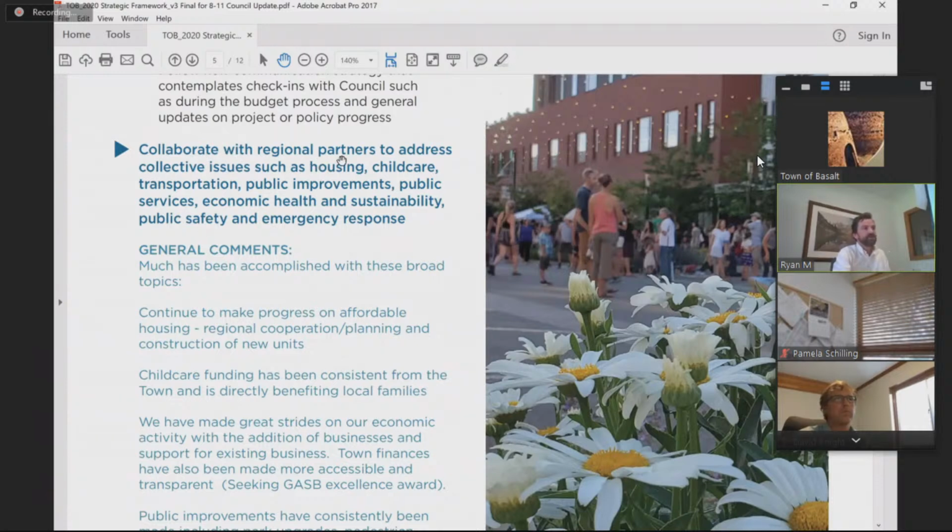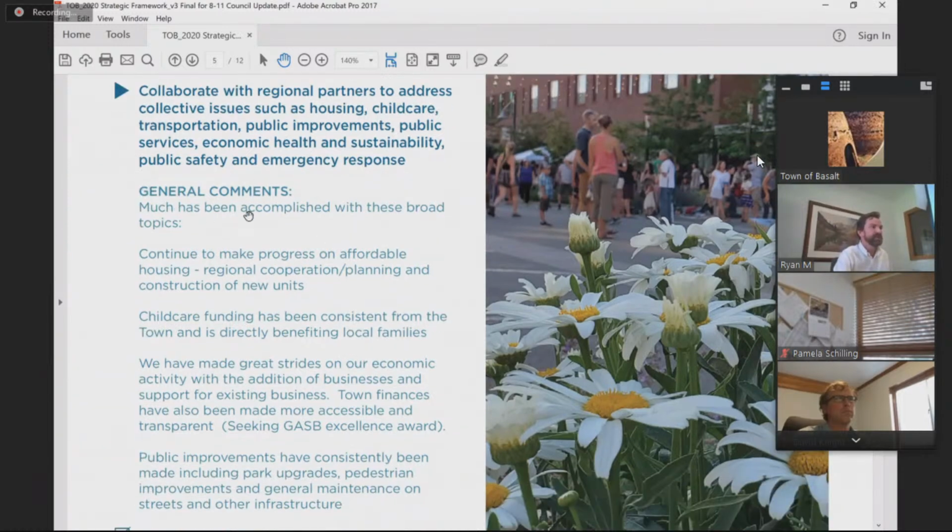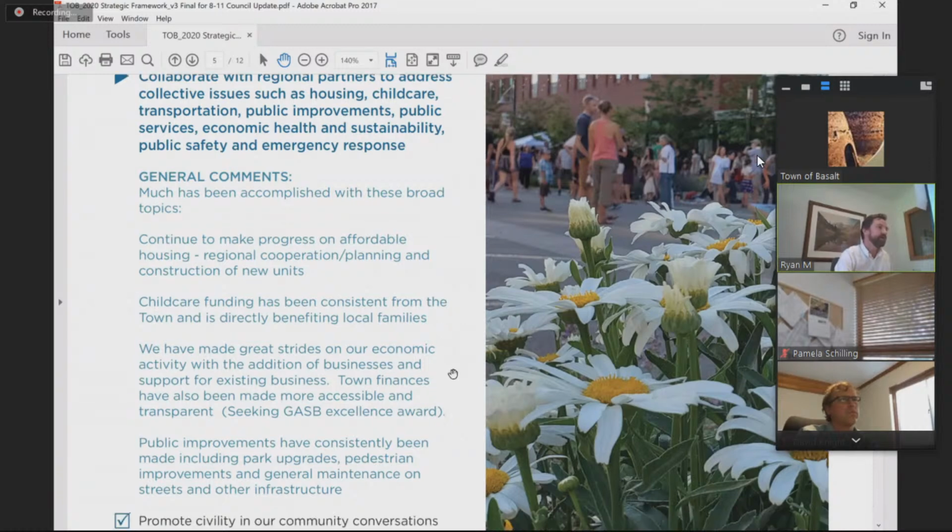This one, collaborating with regional partners, has a lot of things in it, like housing, childcare, transportation, public improvements, services, economic sustainability, public safety, and emergency response. So just a couple general comments there, that we do continue to make progress on affordable housing. We've had regional cooperation and planning on our construction of units. I'll talk about that a little bit more down below.